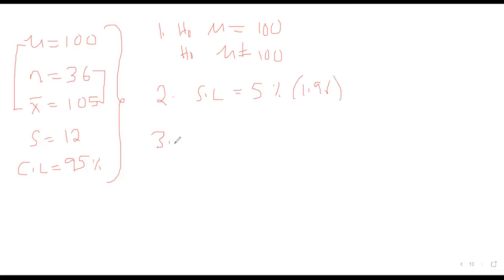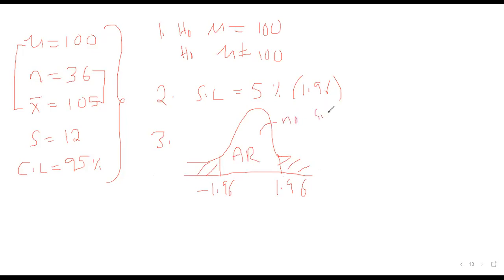Then step 3, we draw the critical areas. These critical areas are very important because they help us identify whether to reject or to accept H0. Here put negative 1.96 on the negative side, and here put 1.96 on the positive side. When your answer falls inside the accept region, it means there's no significant difference. They're the same. 105 and 100 are just the same, so they're not lying. If it falls in the shaded region, we call this the rejection region. When the answer is in this region, we say there's a significant difference. You are lying. 100 is not the same as 105. So that is step number 3.